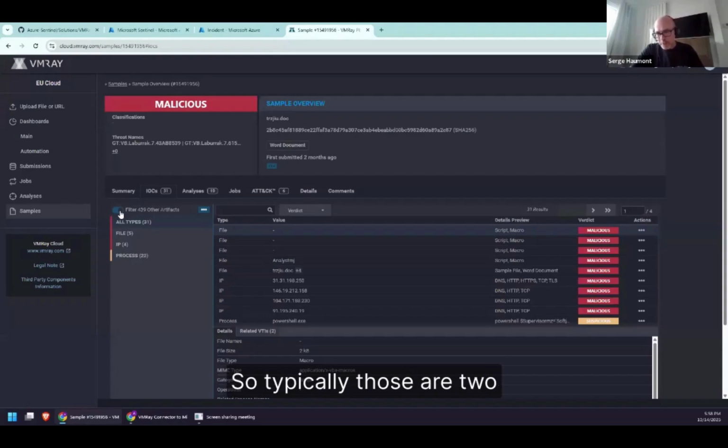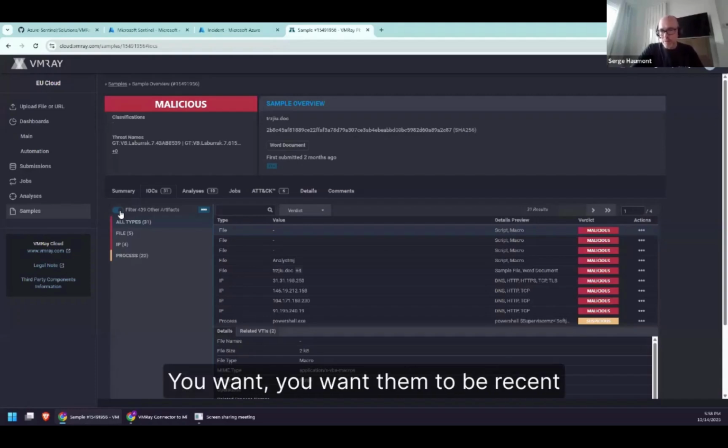So typically, those are two characteristics of the IOC you want. You want them to be recent and you want them to be relevant. And when it's from your sandbox, out of your data, that's guaranteed.